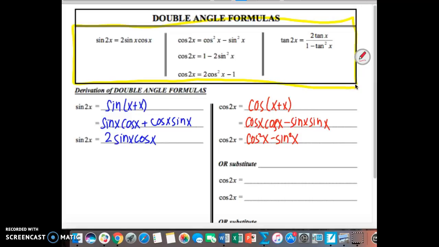We could also substitute 1 minus sine squared of x in for cosine squared of x. We get this from one of our Pythagorean identities we learned in 7.1. Substituting 1 minus sine squared of x in for cosine squared of x, we are left with 1 minus sine squared of x minus sine squared of x. Since we have 2 sine squared of x, this is the same thing as 1 minus 2 sine squared of x.